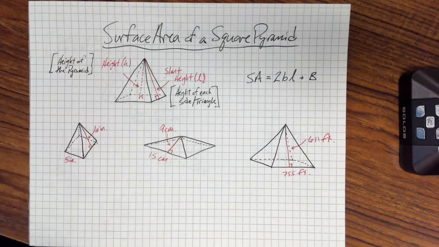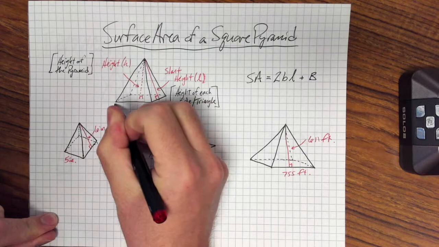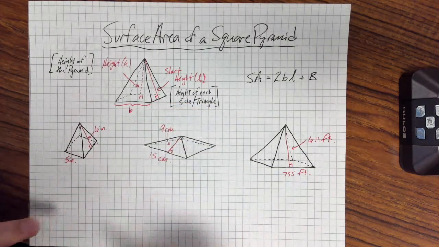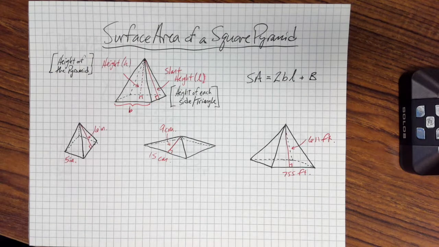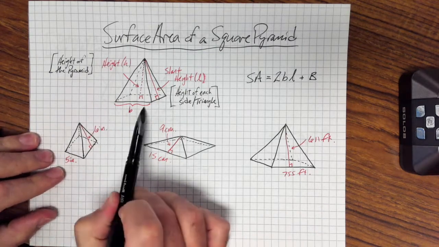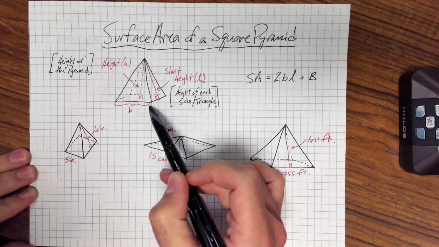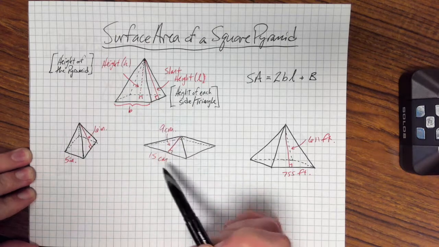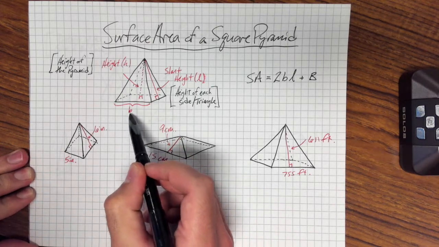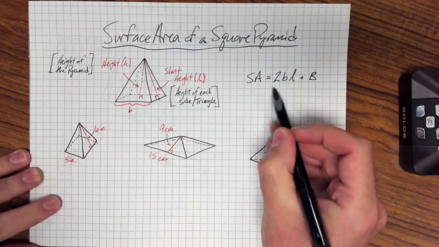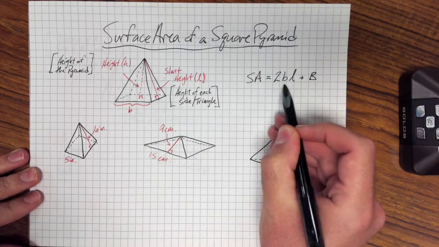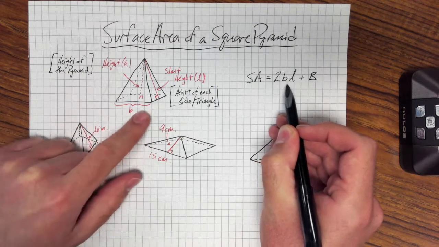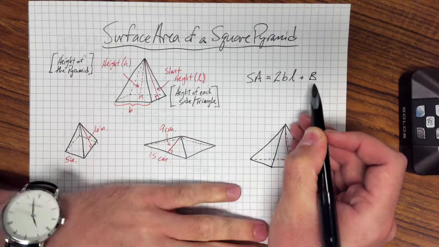Now, the other thing that I forgot to label on this is the length of this side here, which is the little b. What that means is the base measurement of each triangle. Since it's a square pyramid, each of these sides, this one, this one, this one, and this one, are all going to be the same. So these are going to be the little b. So for the formula, surface area equals 2 times this little b, the base of the triangle, times the slant height, plus the area of the base.